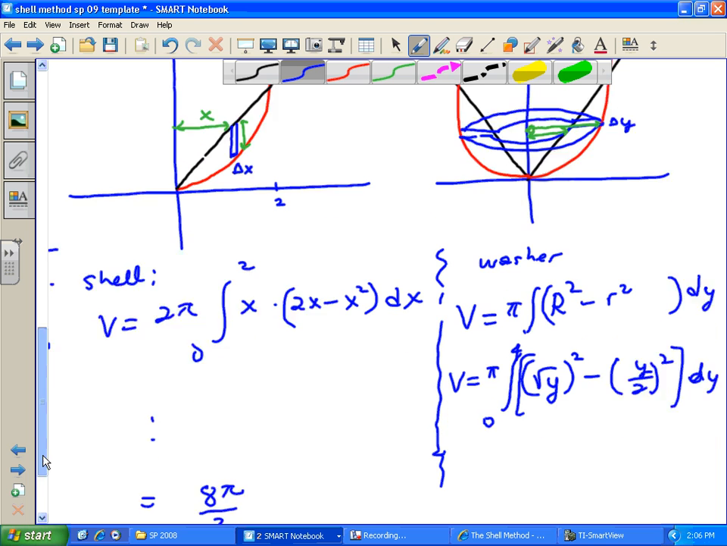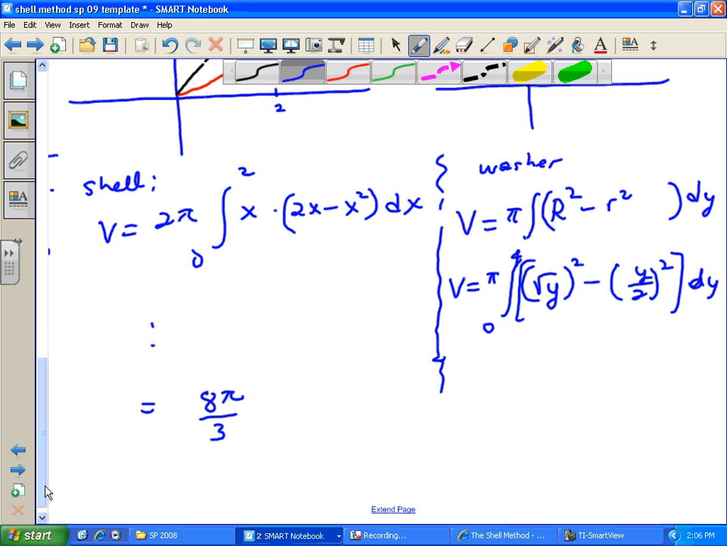So if you finish this integral, either one turned out to be just as bad. One is not that much easier than the other. You should get the same final answer, which is 8 pi over 3.